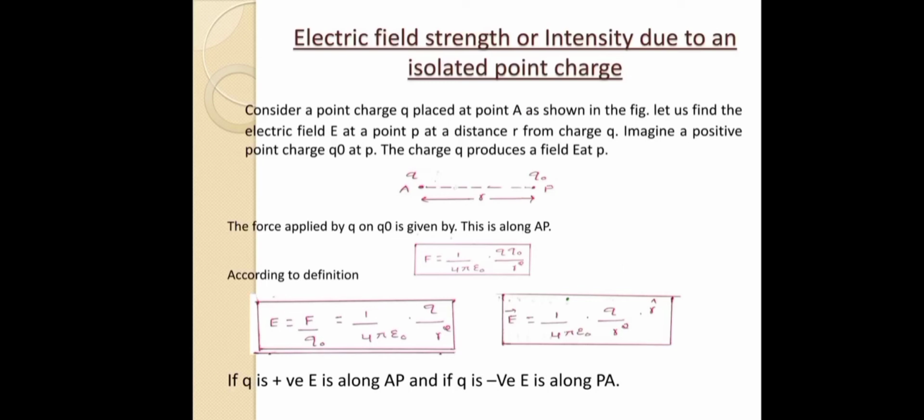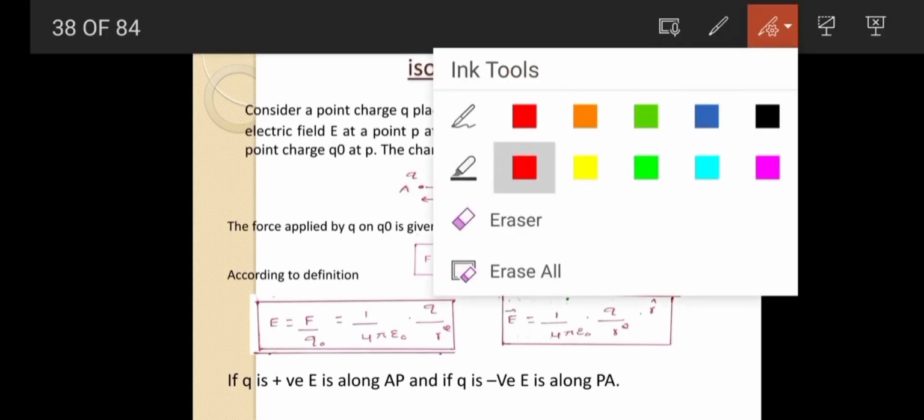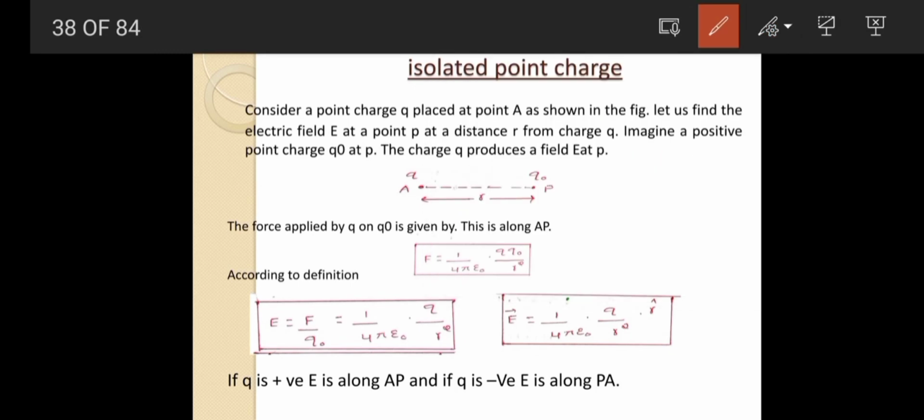You can observe the diagram. Okay, consider a point charge Q placed at point A as shown in the figure. Let us find the electric field E at a point P at a distance r from charge Q. Imagine a positive point charge Q naught at P. The charge Q produces electric field E at P. Okay, so to calculate the field intensity produced by the isolated point charge, what I have considered is, here I have considered one point charge Q.